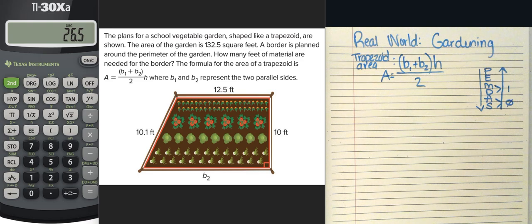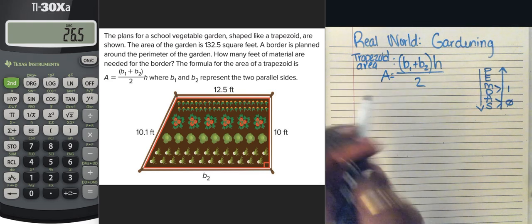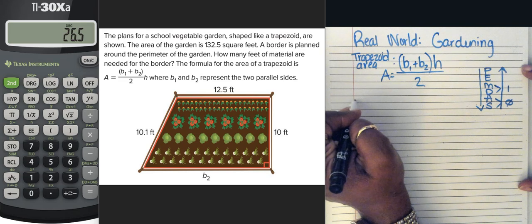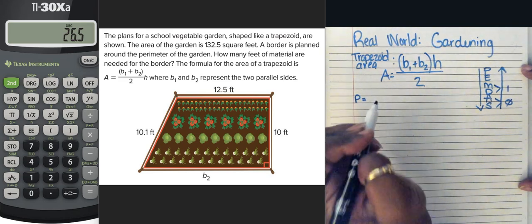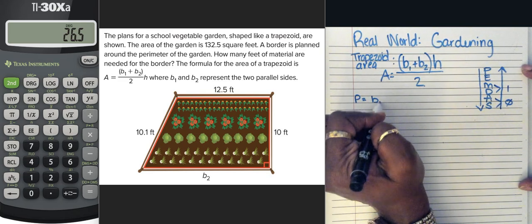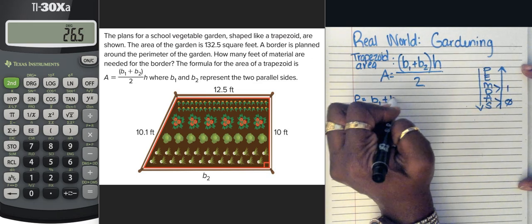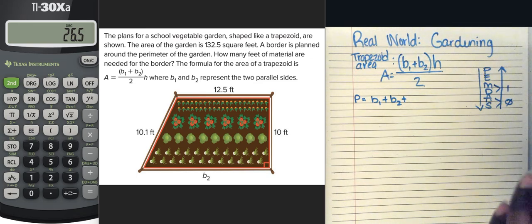The formula for the area of a trapezoid is base 1 plus base 2 divided by 2 times the height, where base 1 and base 2 represent the parallel sides. We know that we're trying to find the amount of material that's needed, and in order to do that, we're going to need our perimeter. Our perimeter is going to be equal to the two bases, base 1 plus base 2, and then we'll need the two legs.